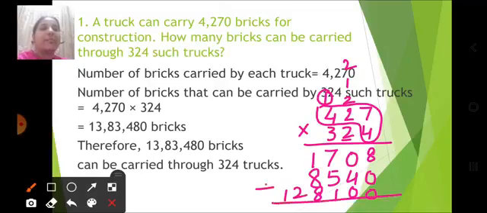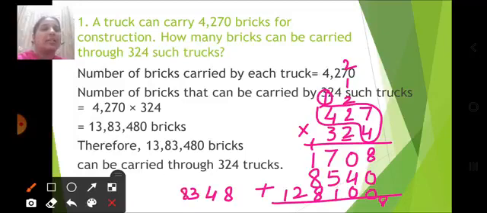Now we'll add them. So what will we get? Here we will get 8. Here I will write 8. 0 plus 4 plus 0, we will get 4. 7 plus 5 would be 12, plus 1 is 13. So 3 we will write here, and 1 will be carried over. Now 8 plus 8 is 16, 17, 18. 8 we will write here.